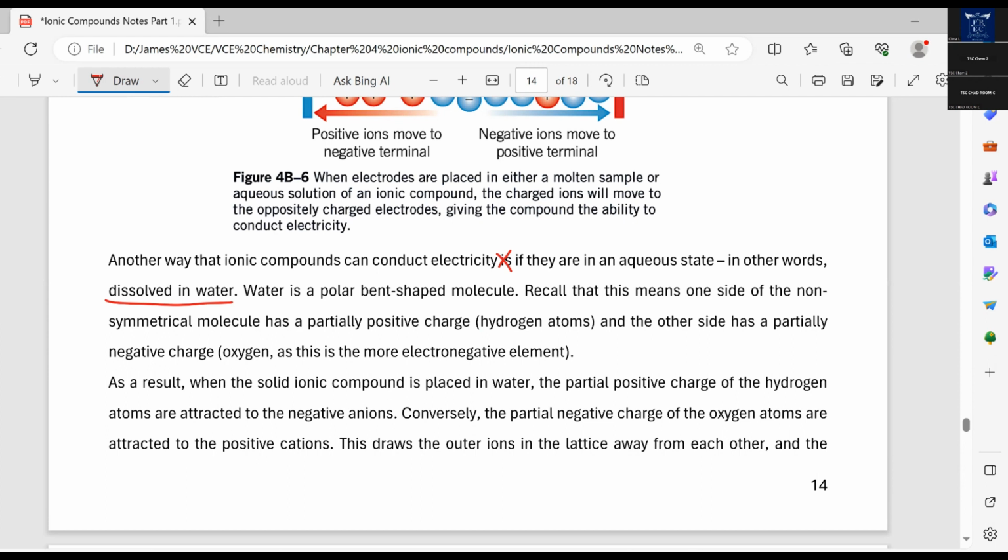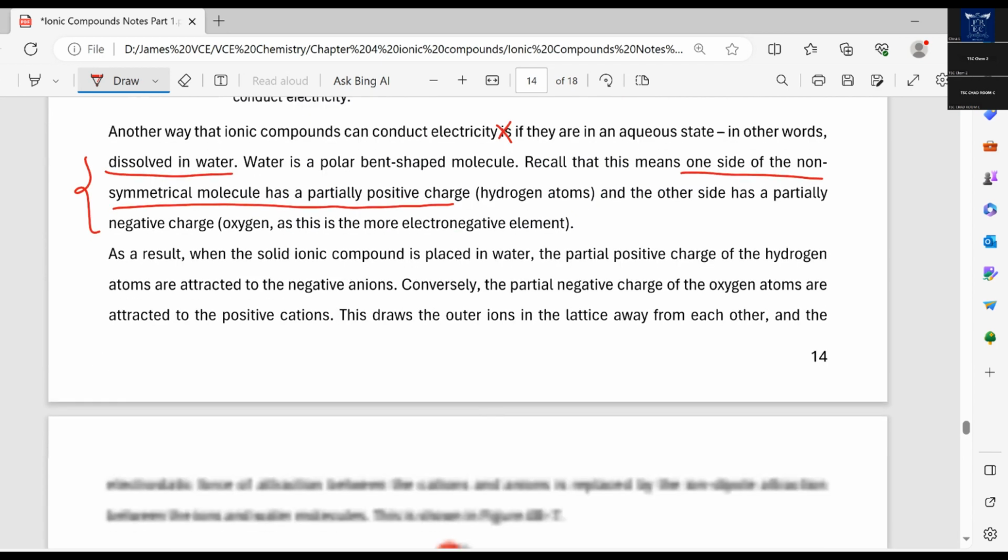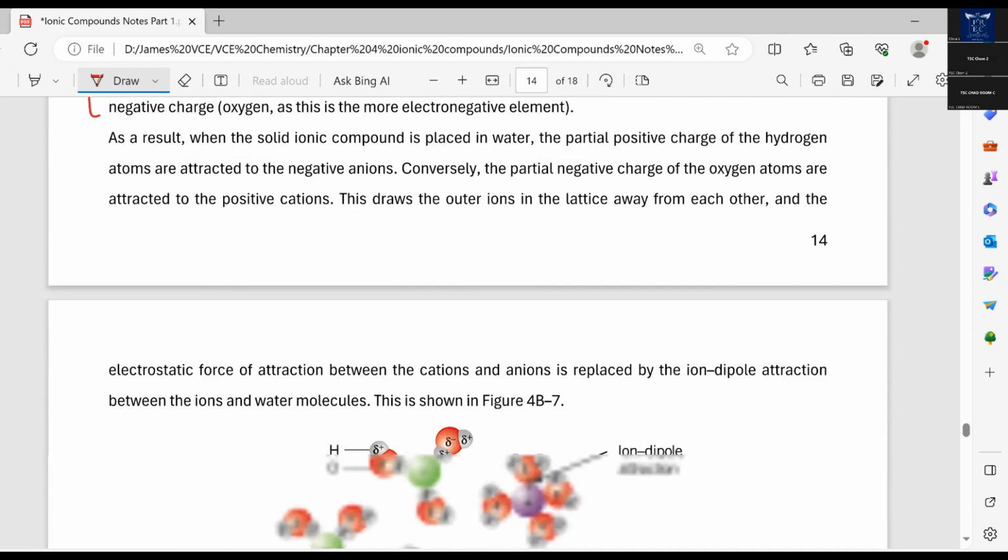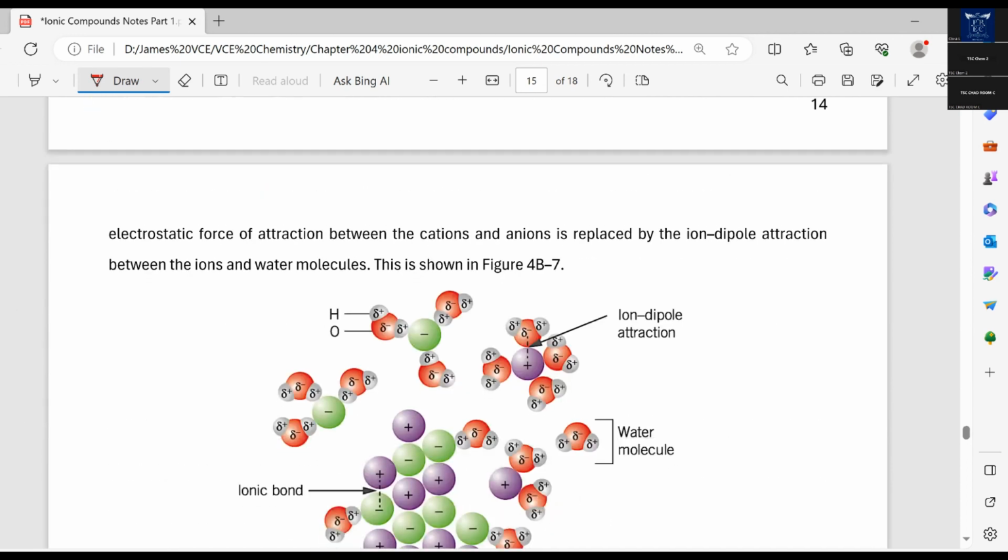One side of this non-symmetrical molecule has a partially positive charge, so it can form hydrogen bonds, as a recall of hydrogen bonding. The important thing is that the partial negative charge will attract the cation, drawing out the ion. It's just a detailed explanation, but this is what actually happens.